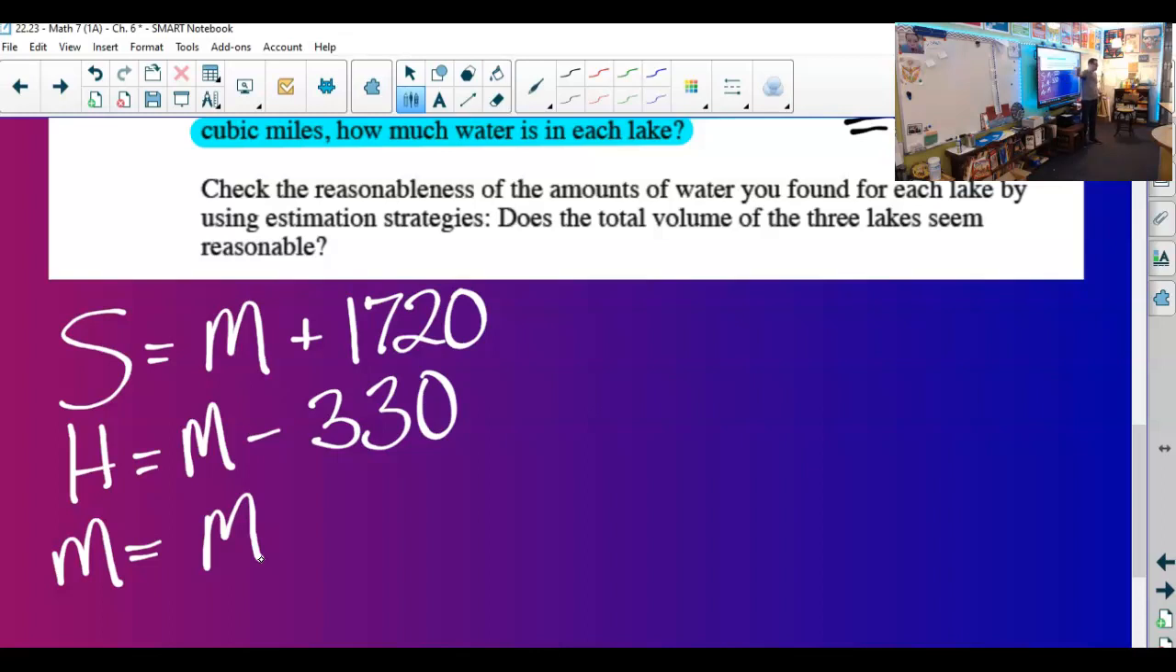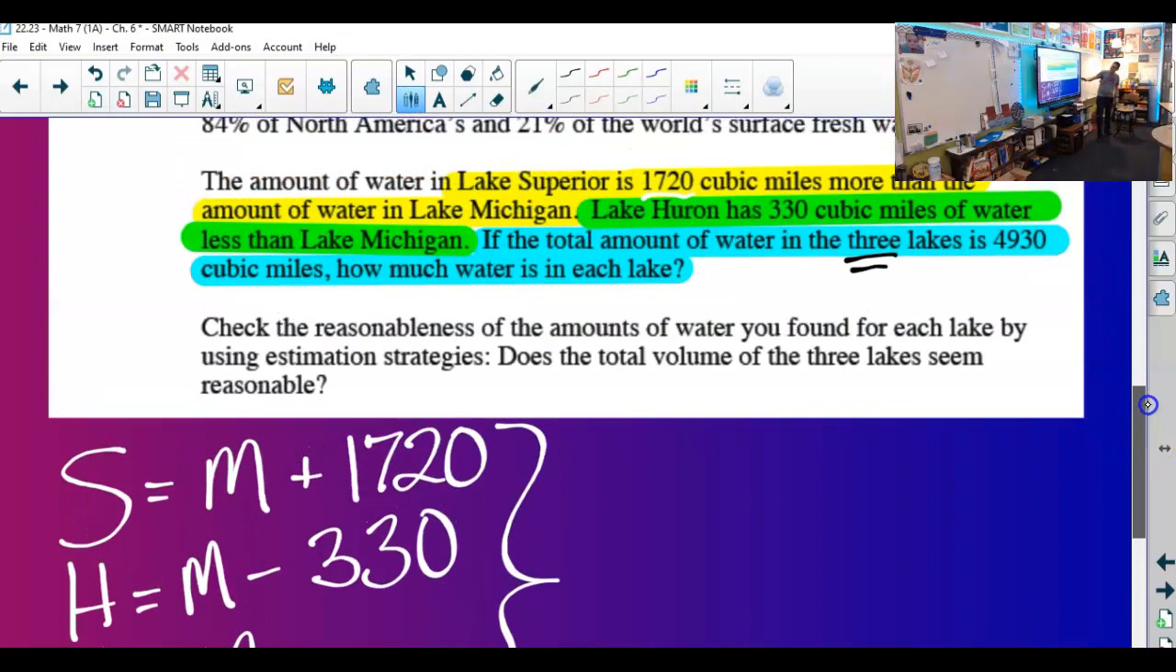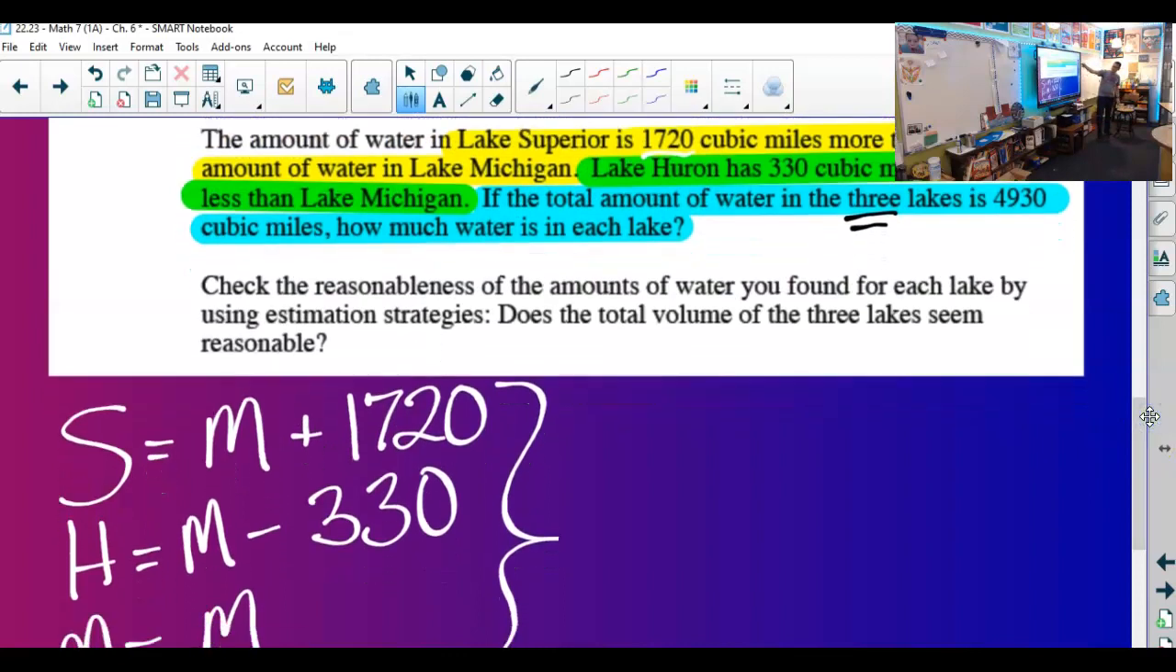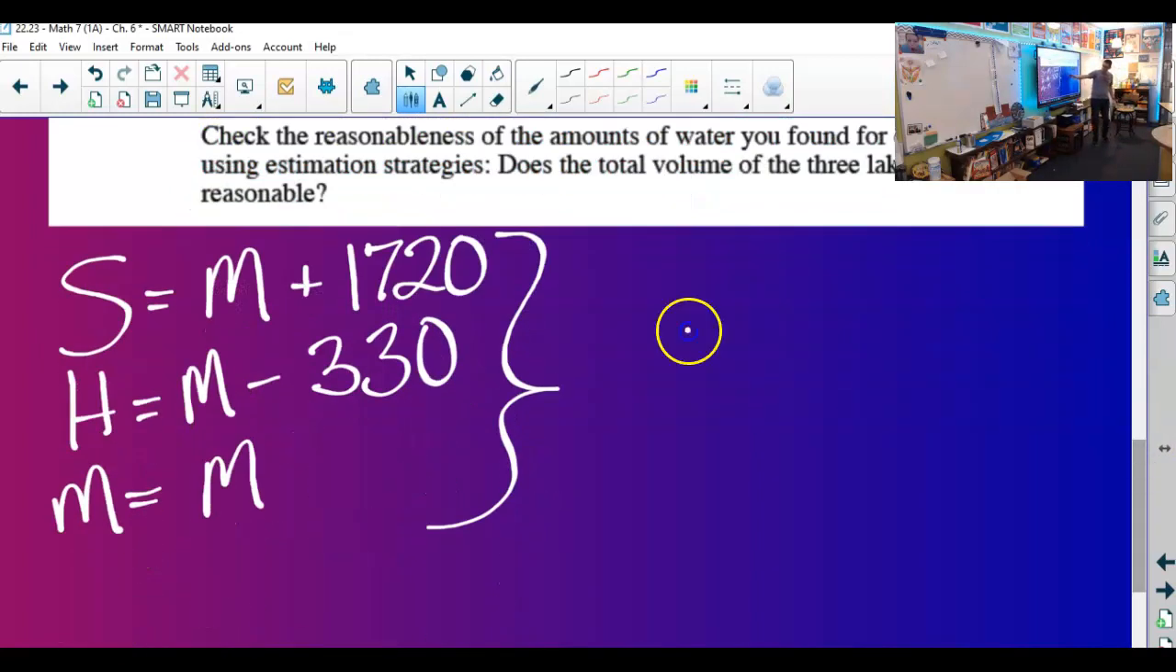Guys, this has been on your homework. I've helped a couple people with things like this. When we've already been using Lake Michigan, keep using it. M plus 1720, M minus 330, M. So then, all together, I don't know if you can draw one of these fancy brackets, but do whatever you can. All together, we're going to put them together. So all together, what did they tell us? The total is 4930, right?